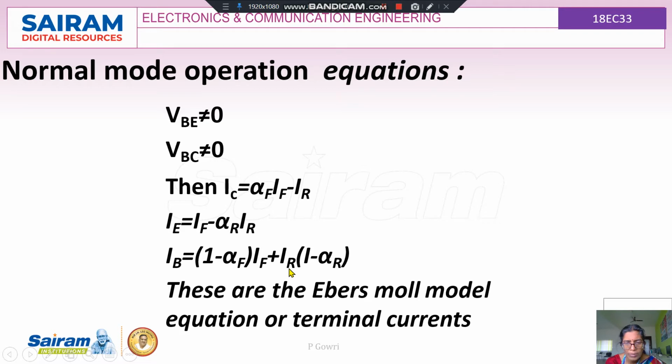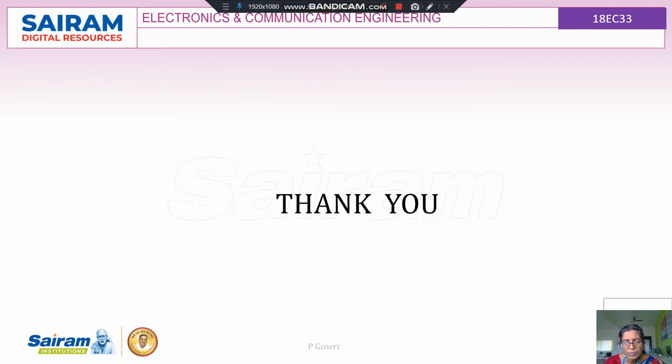So these are the Ebers-Moll model equations for the terminal currents. Here we have discussed what is meant by the Ebers-Moll model, how we can represent a transistor in the form of two diodes connected back to back, and how to derive the relationship between the three currents in terms of the forward mode gain as well as the reverse mode gain. And in the forthcoming videos, we will be seeing the secondary effects of transistors. So thank you.